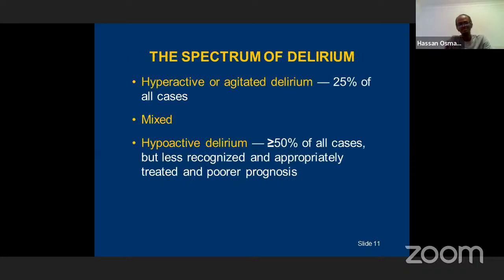When it comes to the spectrum of delirium, we mainly have 3 kinds. It's either hypoactive delirium. In that case, you will see the patient is sluggish, less active. This is by far the most common form of delirium, and unfortunately, it has the poorer prognosis. Or in 25%, the hyperactive, agitated kind of delirium, or it can be mixed.